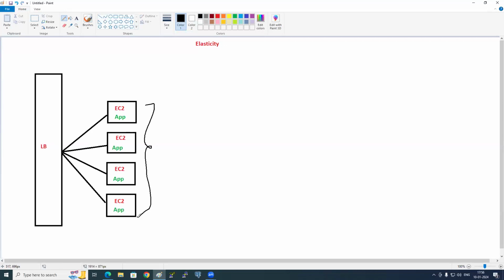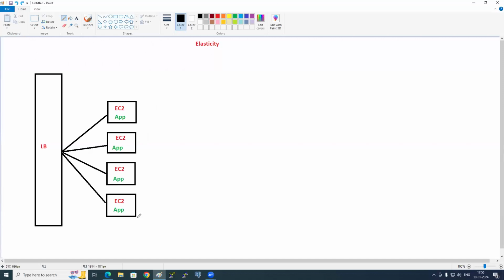Agree, everyone? Okay. Now, this is a normal scenario where you have only 4 machines. But on Big Billion Day or Black Friday or something, these 4 servers will not be sufficient. What will you do for that? If you want to handle the load, what will you do? Increase the number of servers.